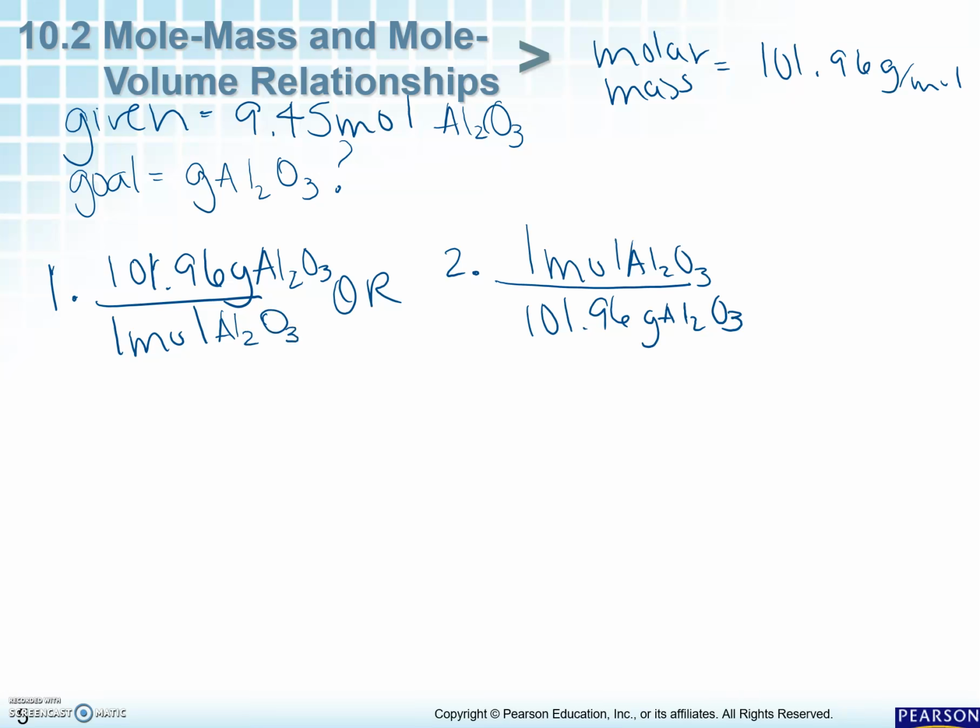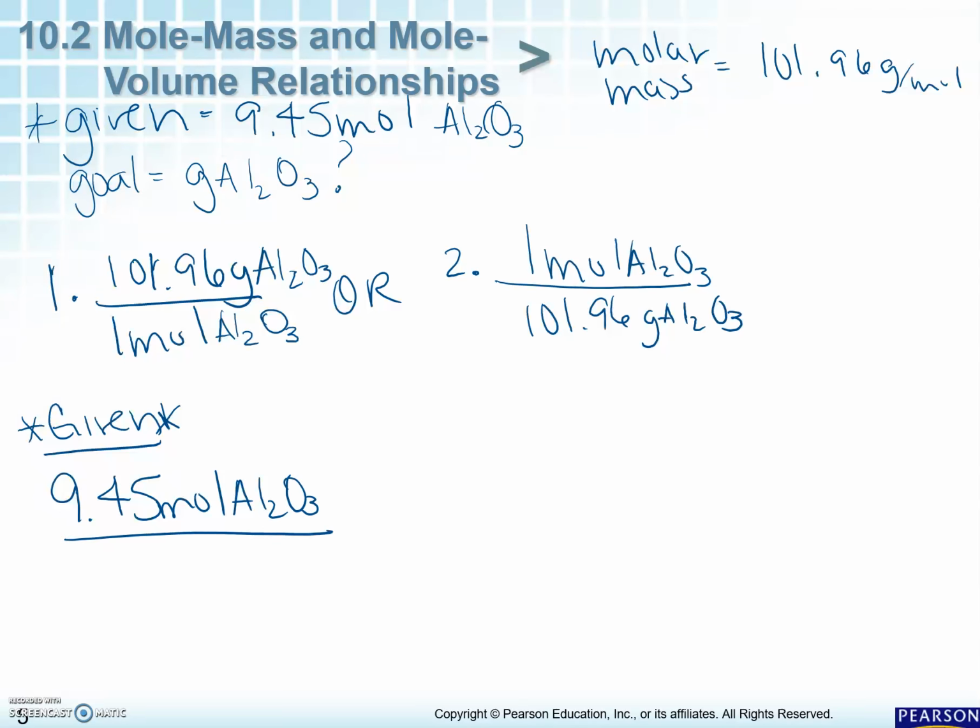All right, now that we have our 2 conversion factors, we're going to start with our given. And that is how you always start out. So let's start with our given, and it looks like we are given 9.45 moles of aluminum oxide. So we have 9.45 moles, again, make sure you're labeling, of aluminum oxide over 1, and that 1 doesn't mean anything, it's just a placeholder. Then we're going to put our multiply sign, draw another line.